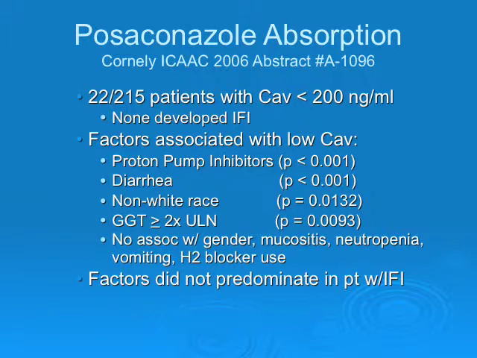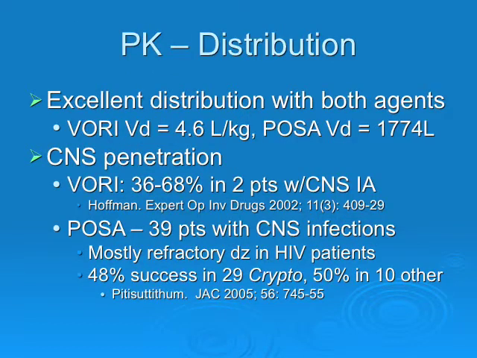But they did see that patients on proton pump inhibitors were more likely to have a low concentration, as were patients with diarrhea, and, interestingly, non-white race and elevated GGT. So maybe some of these things were data dredging, but nonetheless, it's consistent with the other data that we saw. H2 blockers don't seem to have a dramatic impact here. So I don't worry about it too much when I'm using it for prophylaxis. But when we're talking about treatment of invasive fungal infections, I think it's more clinically significant, particularly in borderline patients, and we'll talk about that later with the aspergillosis data.